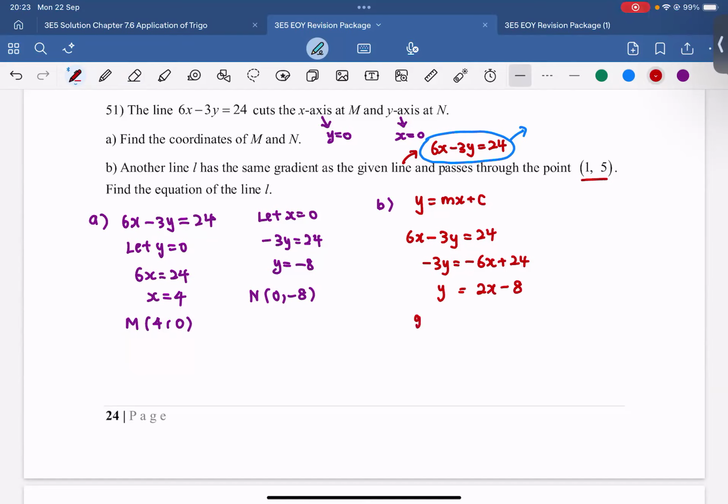So the gradient is what? Gradient is 2, right? So now you have the m. You want to find the c, you need to know the y and x. This other line is the one that we want to find. It passes through this point, so this is the x, this is the y. So now we can form y equals mx plus c. So c equals, bring the 2 over, 5 minus 2, 3. Therefore, the equation of line is y equals 2x plus 3.